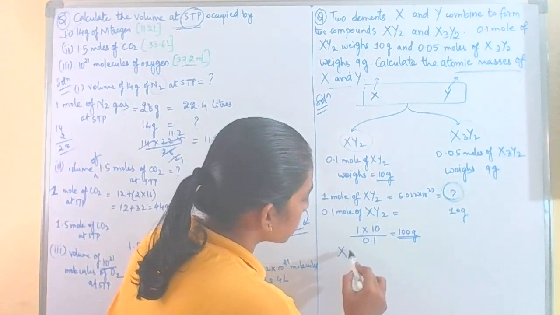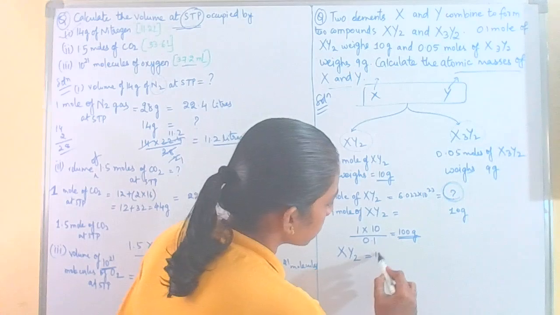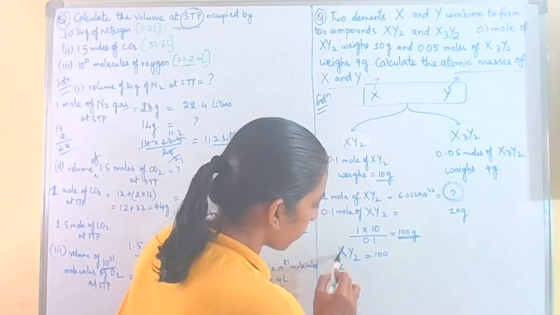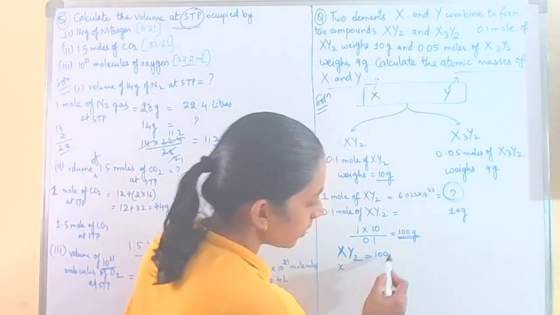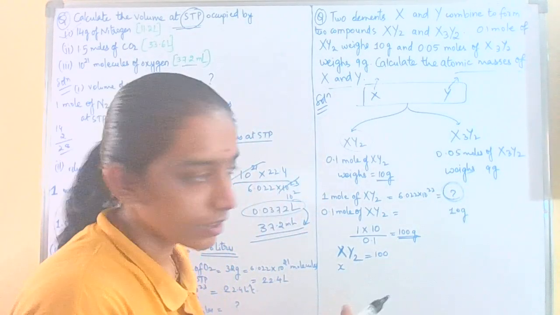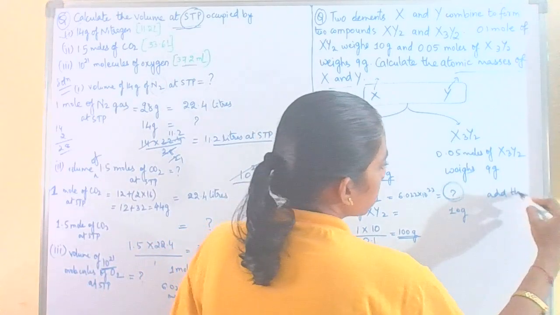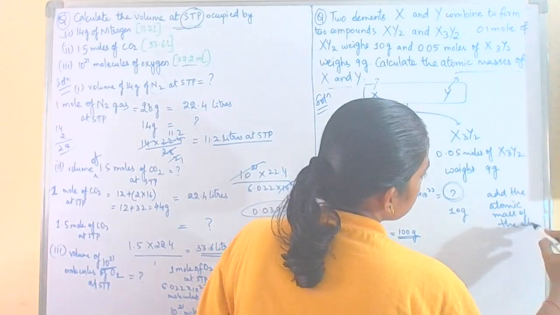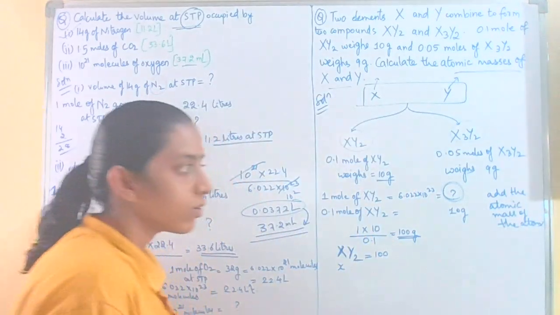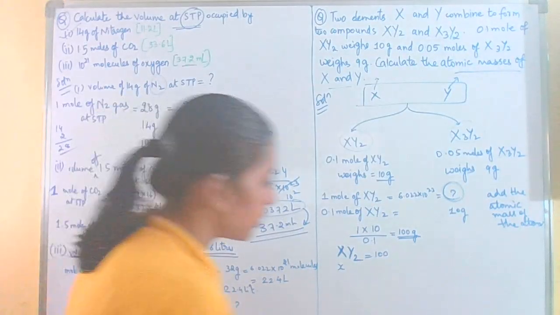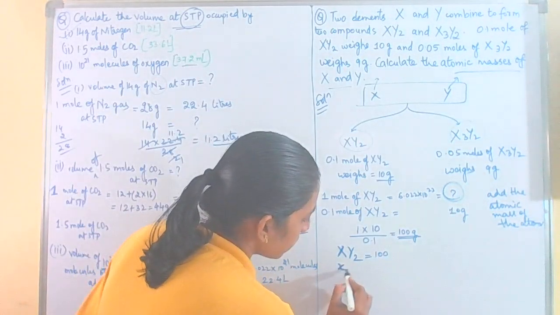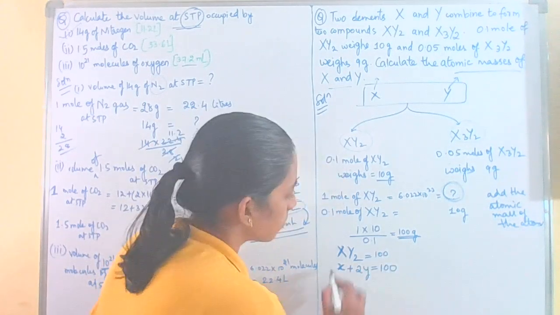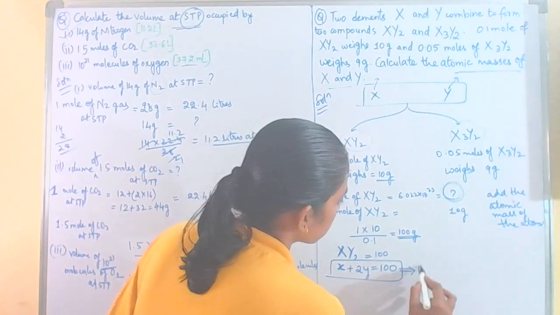Then the mass of XY2 is 100 grams. You can write this as X. When you add the atomic masses of one atom of X and 2 atoms of Y, only then will you get this gram molecular mass, right? When you add the atomic masses of the atoms present in a molecule or a given compound, only then will you get the gram molecular mass. So this X can be taken here plus 2Y, because we have 2 atoms of Y, gives us 100. This is equation 1. Okay.